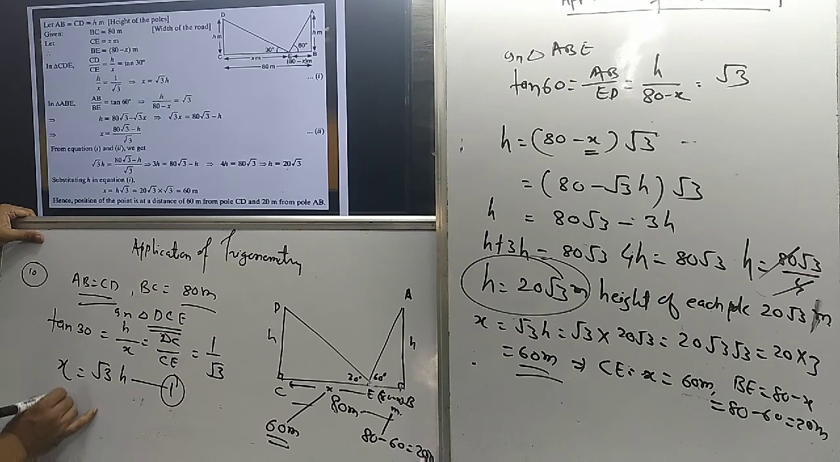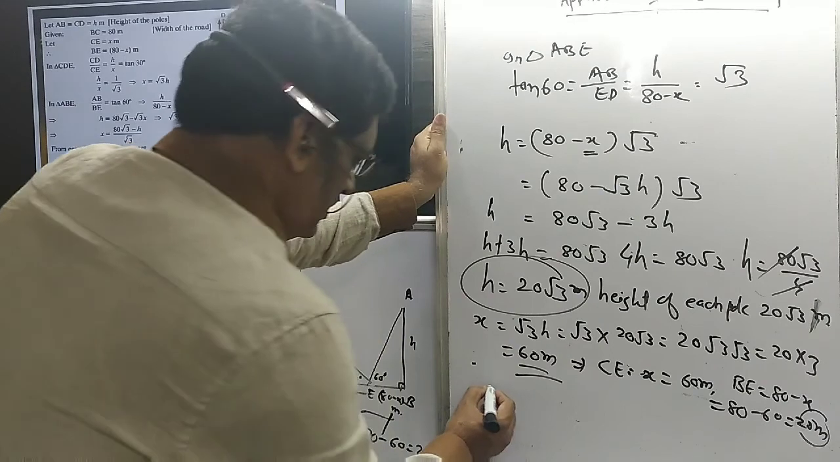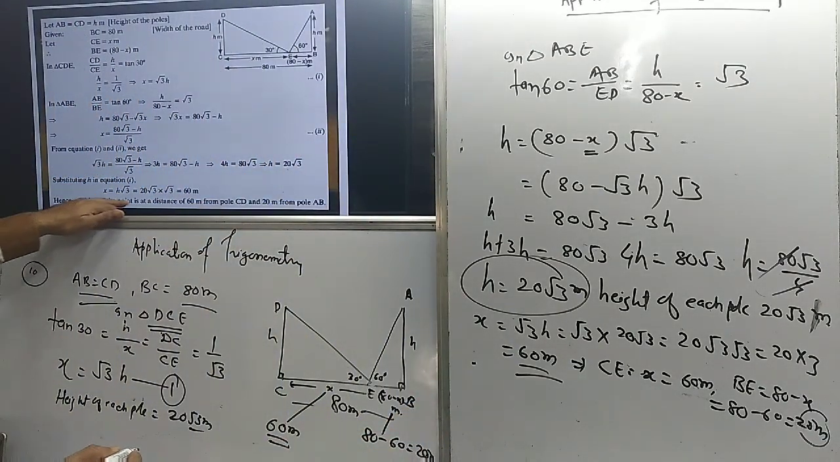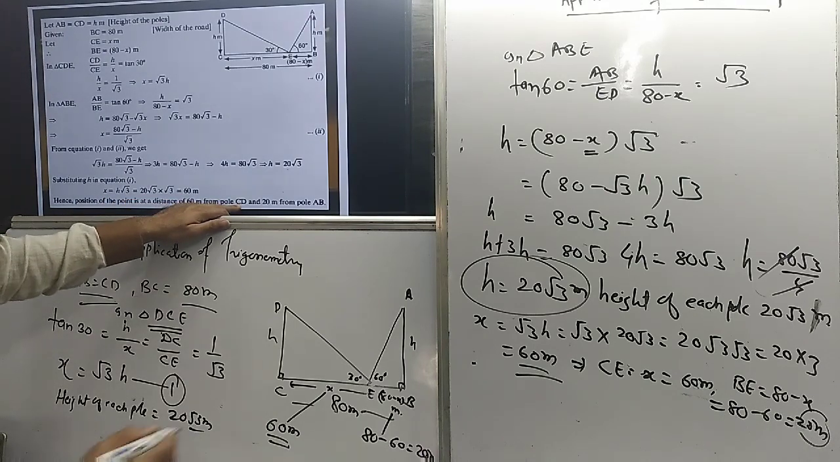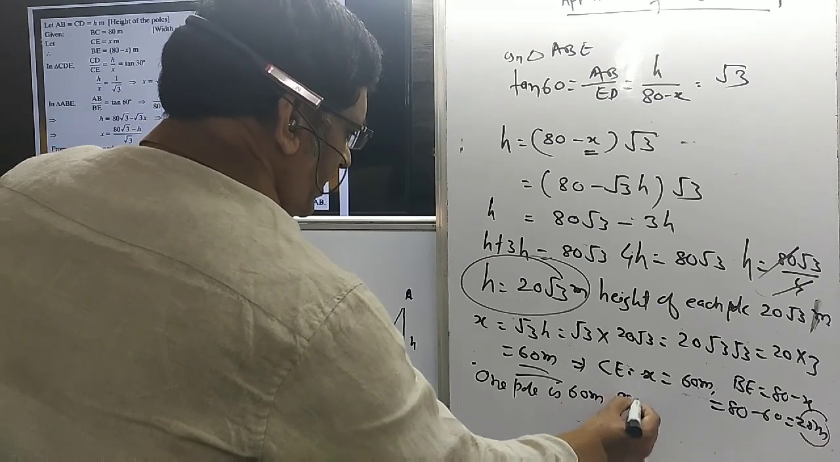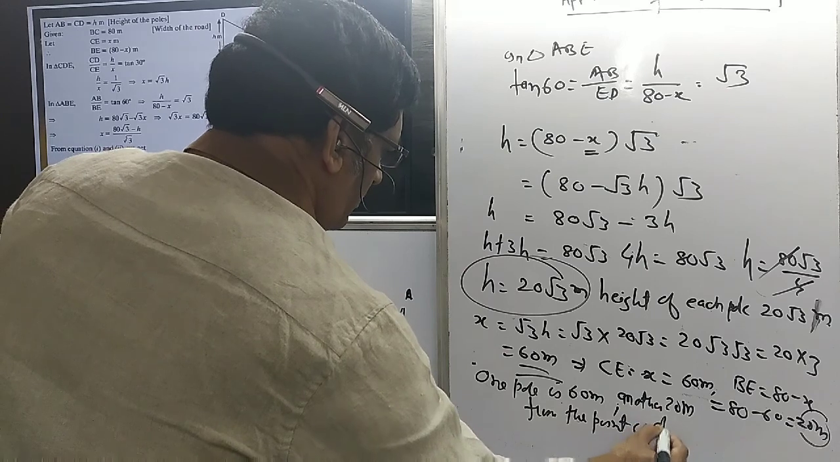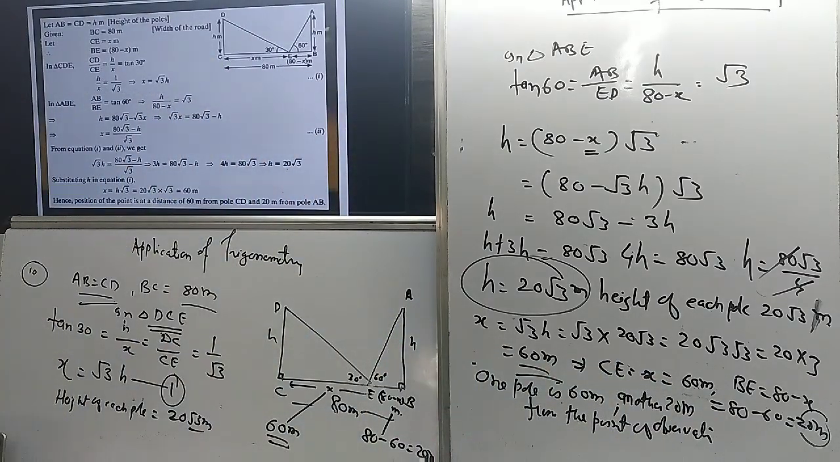What is the height of the pole? Height of each pole is 20 root 3 meter. And the distance between the point of observation and the nearer pole is 20 meter. And what is the second question? The position of the point at a distance of 60 meter from pole CD. So one pole is 60 meter and the other is 20 meter from the point of observation. So this is problem number 10 of this exercise.